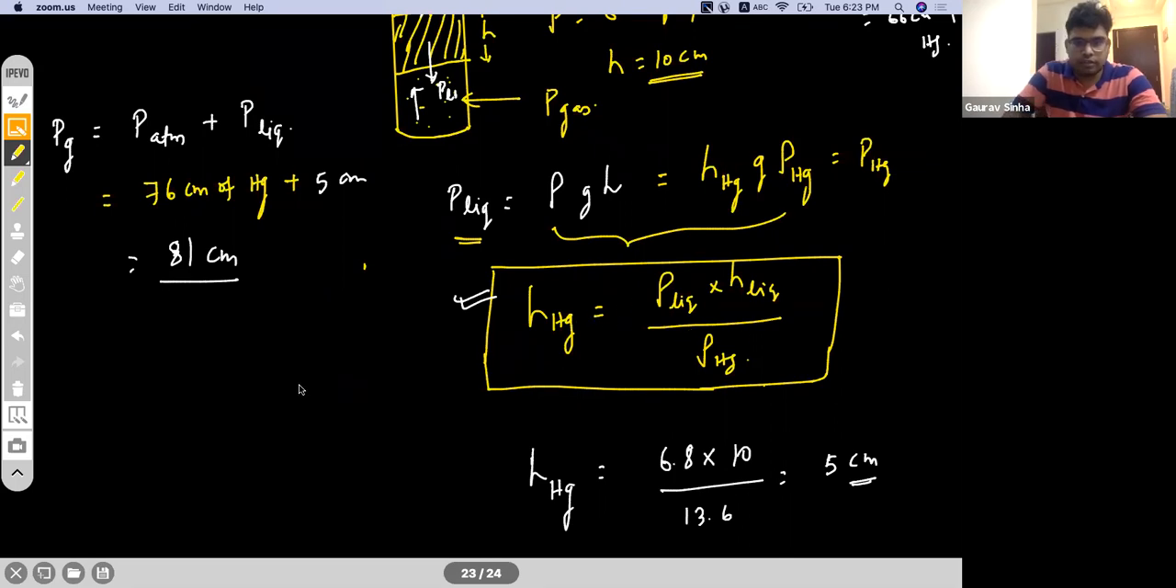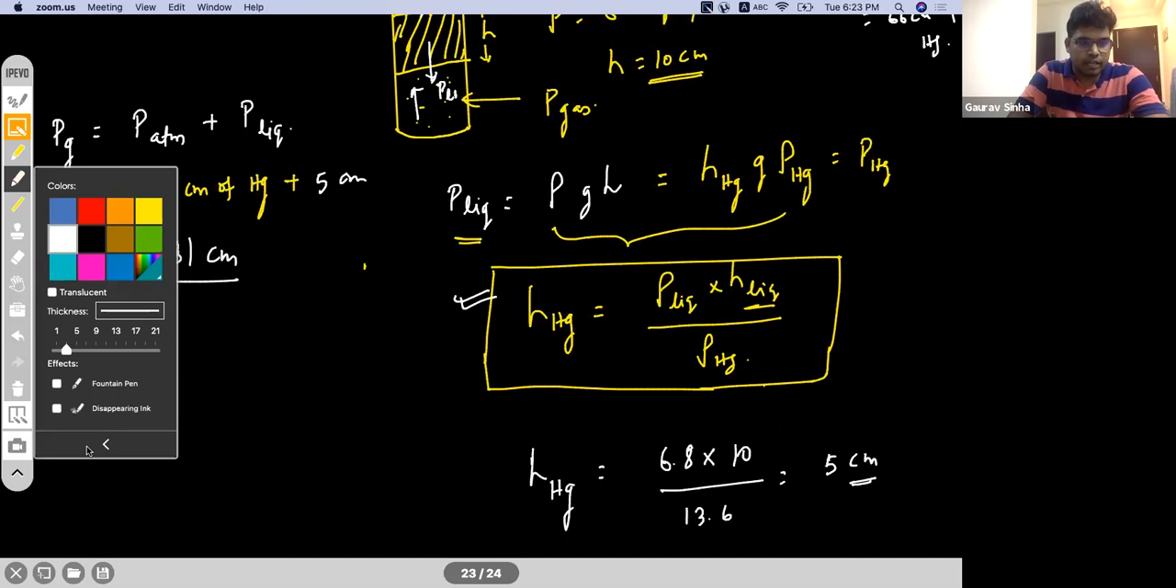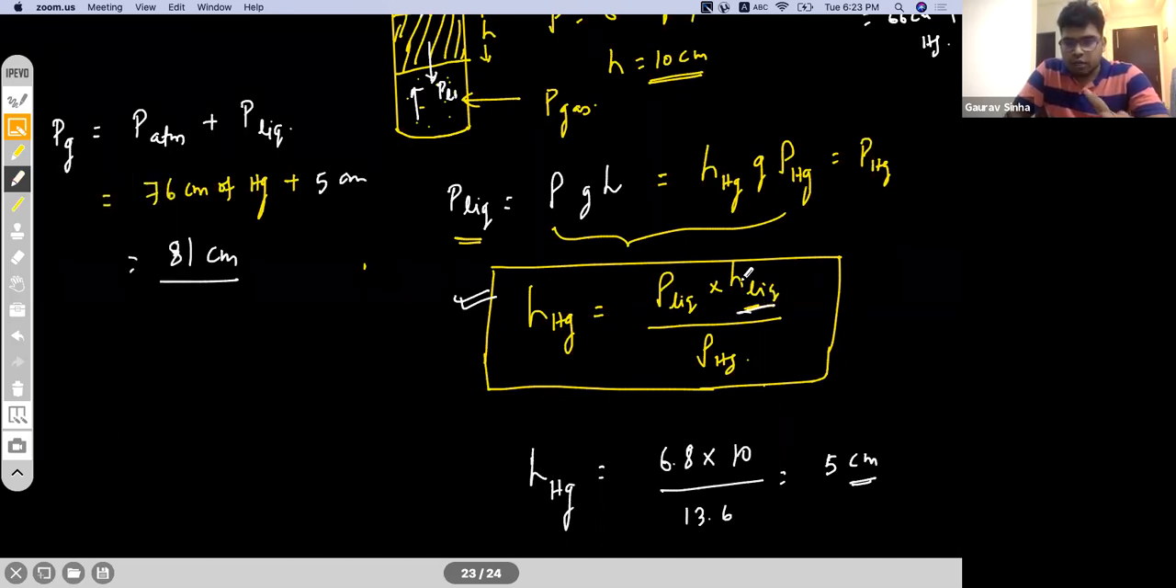See, I have made a mistake over here. Height of Hg is this. Any liquid, if it is not mercury, of a certain height, corresponding to this height, what should be the height of the mercury column which exerts the same pressure? So h of Hg equals rho into h of that liquid divided by rho of mercury. This is the formula we have, and this is what we have used here. So this is done, for this chapter we have done all these things. I hope you understood this properly. Okay, fine. So this chapter is over.